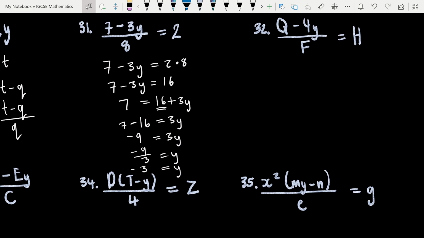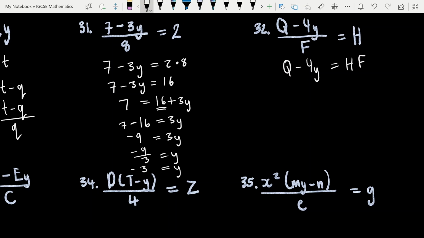We'll go to number 32. Q minus Yy all over f is equal to h. Now we don't panic. First thing, we have to take f to the other side, because look, our y, which is the subject, is in a fraction. We have to get rid of the fraction, okay? That f, take it to the other side, so we have q minus Yy is equal to hf, because f goes to the other side and will multiply. We get hf.